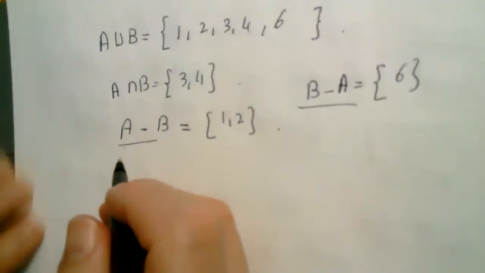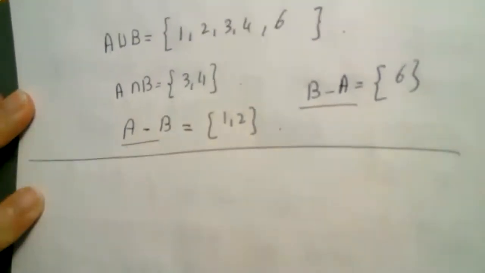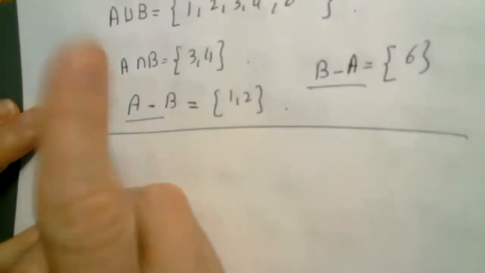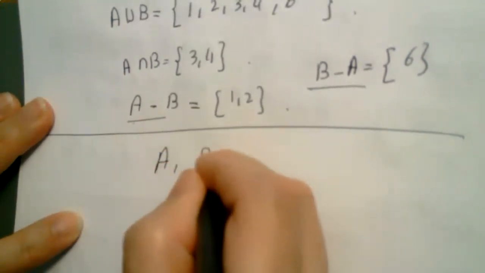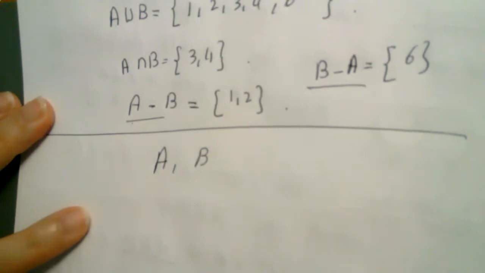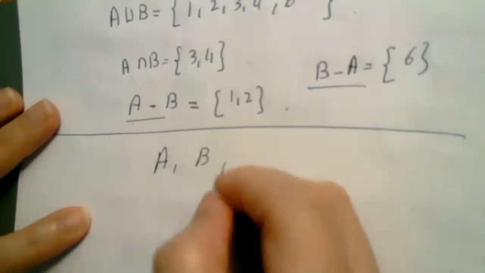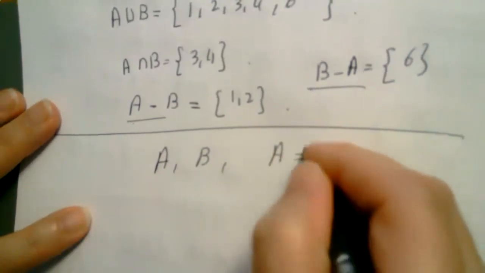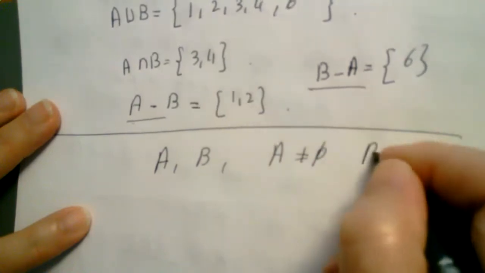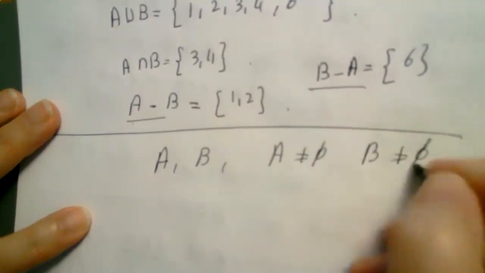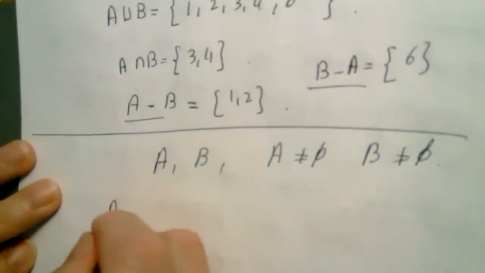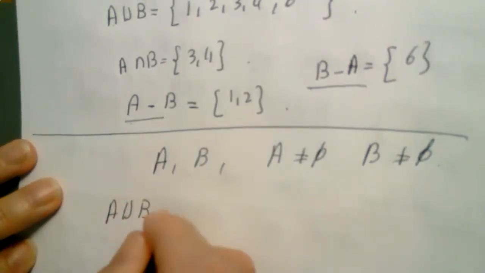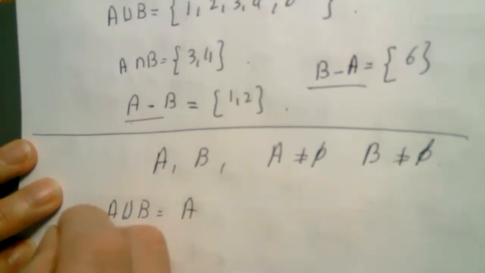Now, let me ask you a question just to practice that. I want you to give me an example of two sets, A and B. Neither one of them is empty. So I don't want this scenario. Okay, and I want A union B to be equal to A.